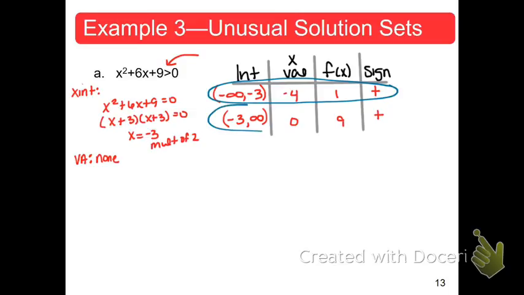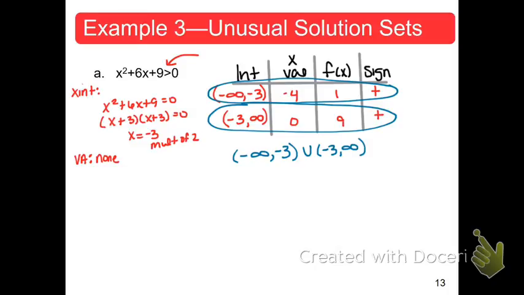But the question here is, is it all real numbers, or is it just those two? What is the difference? That negative 3. Is it included or is it not included? Well, it's not going to be equal to 0, which at negative 3 we saw when we found that x-intercept. That is where it's equal to 0. So we can't say it's all real numbers here. So it's only going to be that negative infinity to negative 3 and from negative 3 to infinity.